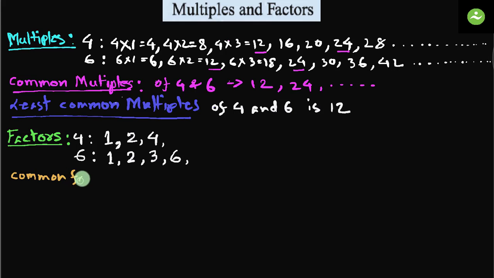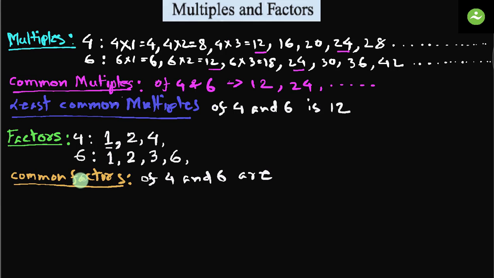Common factors. Which are the common factors of 4 and 6? Common factors of 4 and 6 are... let's look for common factors.